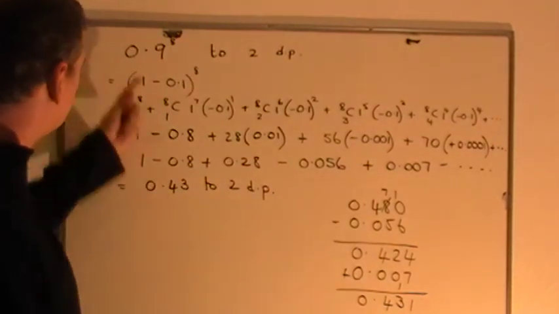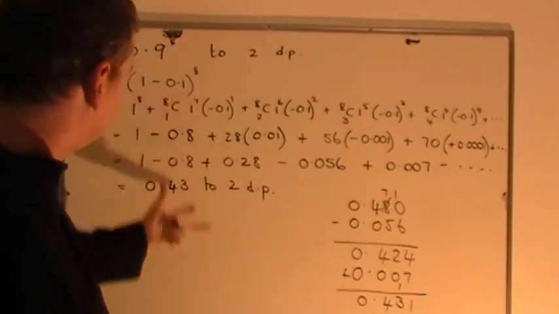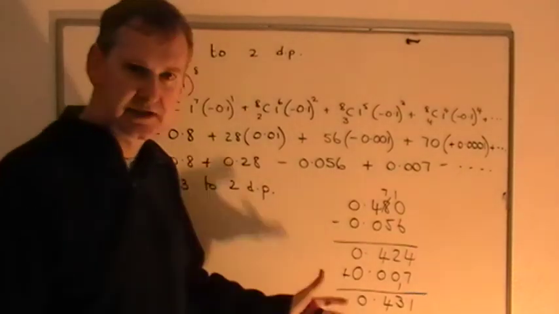Two typical examples working out a decimal number to a power using the binomial theorem. That's the end of this short video.